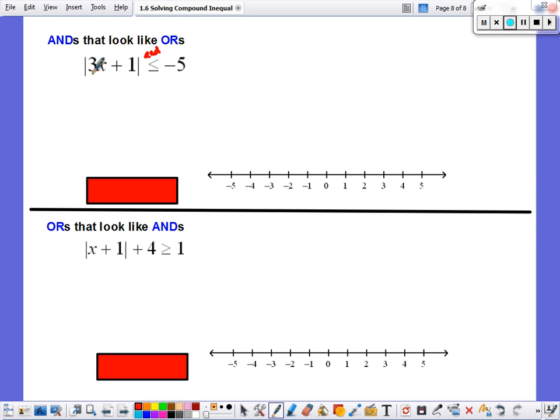Now you can use your common sense. The result of an absolute value is always positive. So how can a positive ever be less than negative 5? Interesting. Something you could have identified right from the get-go. But let's work through this. I'm going to work fairly quickly here. 3x plus 1 less than or equal to negative 5. And then we want to get x by itself, and so we go through this process here.